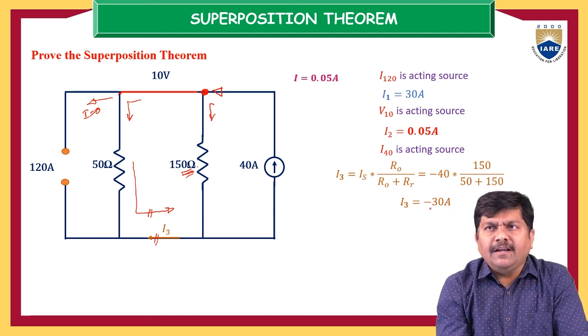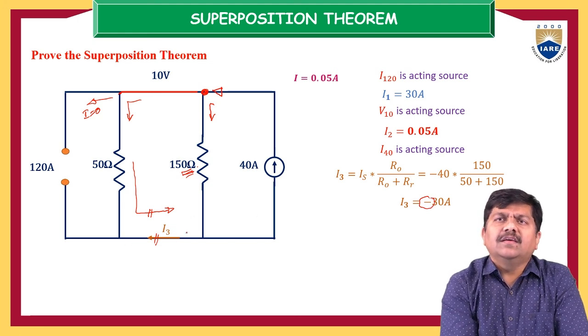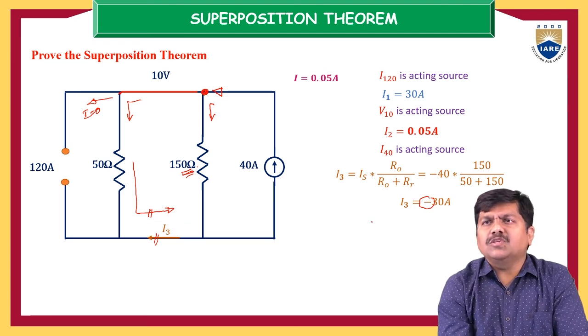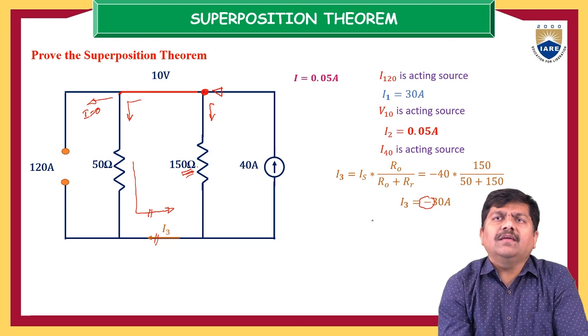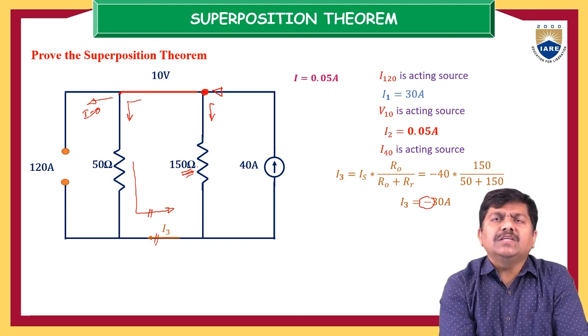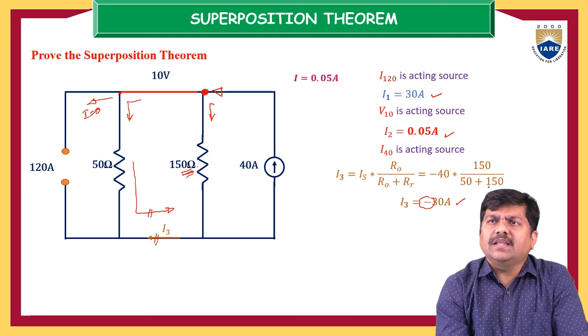Or else, at the end also you can take this minus directly, because the direction is from right to left, but we have calculated the current flowing from left to right. That also makes it minus. Nothing more than this. This minus only tells that these two currents, the calculated current and the desired current, are in opposite directions. So this is I3. So we have calculated I1 as plus 30, I2 is equal to 0.05 amps, I3 is equal to minus 30 amps.